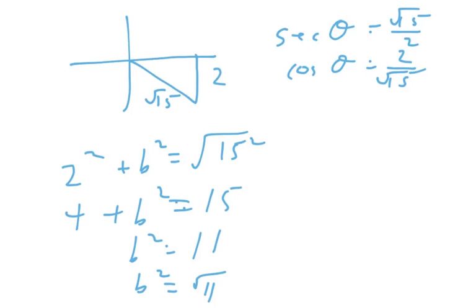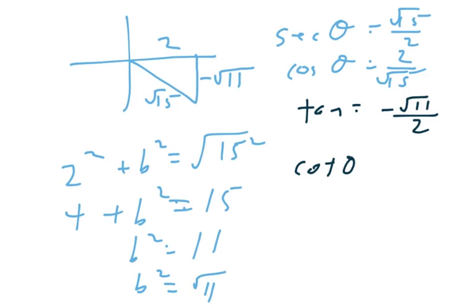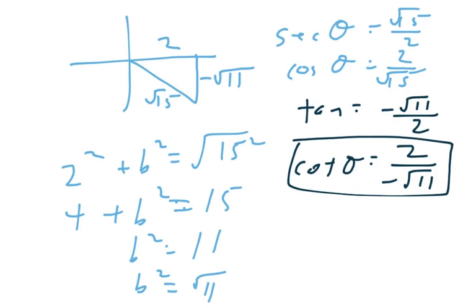Now this problem, I made a mistake on, because the 2 should be here, because it was cosine, and that should be negative square root of 11. So instead of getting the cotangent right away, I'm going to get the tangent, which is the opposite over the adjacent, which means the cotangent is equal to the adjacent over the opposite, and there's my answer.